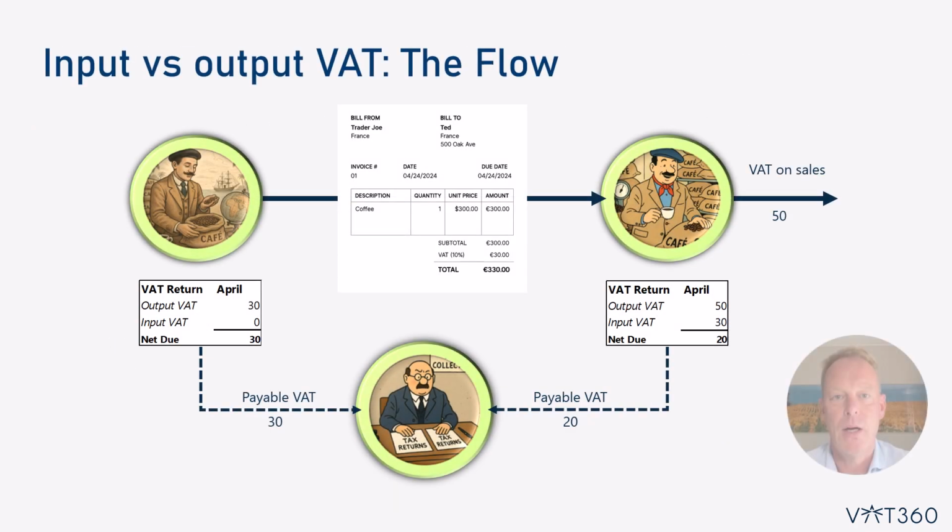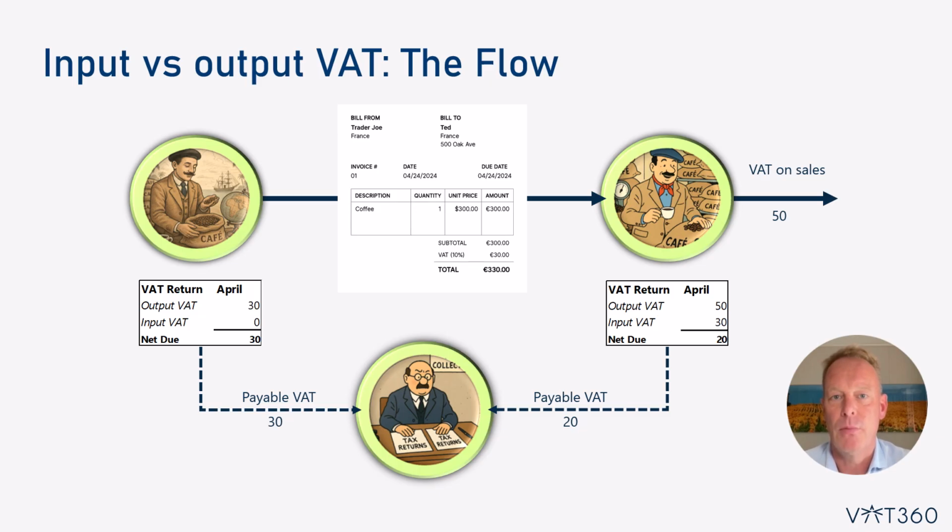In the previous slide, we introduced the core VAT concepts, input VAT and output VAT. But how does this work in practice? How does VAT get recorded, tracked, and reported? The key document that ties it all together is the invoice. It's the financial link between buyer and seller and the basis for VAT compliance.